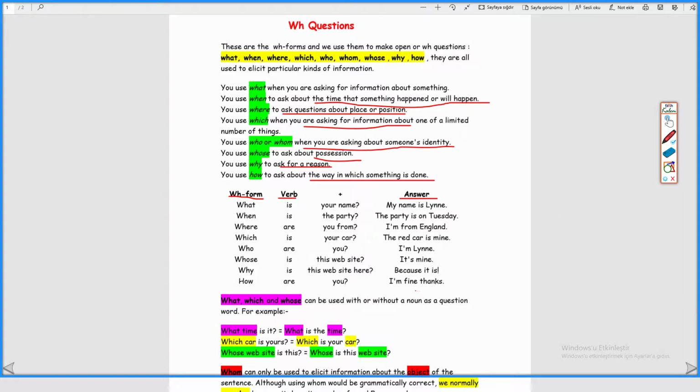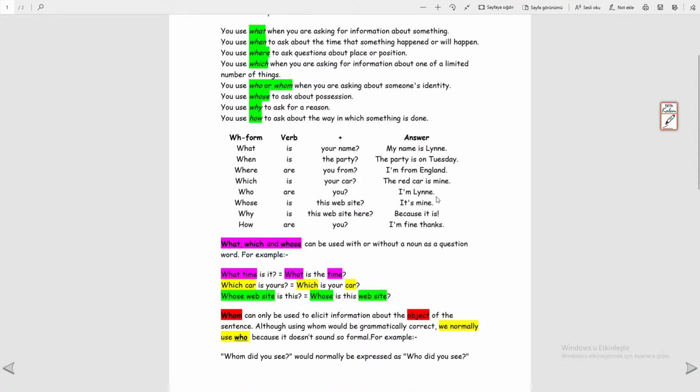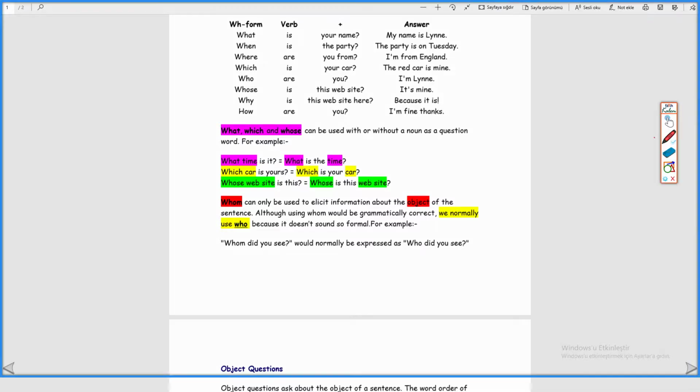For example, what time is it? And what is the time? These have the same meaning. What time is it? What is the time? Which car is yours? Which is your car? Whose website is this? Whose is this website? Okay, which car is yours? Which is your car? Whose website is this? And whose is this website?